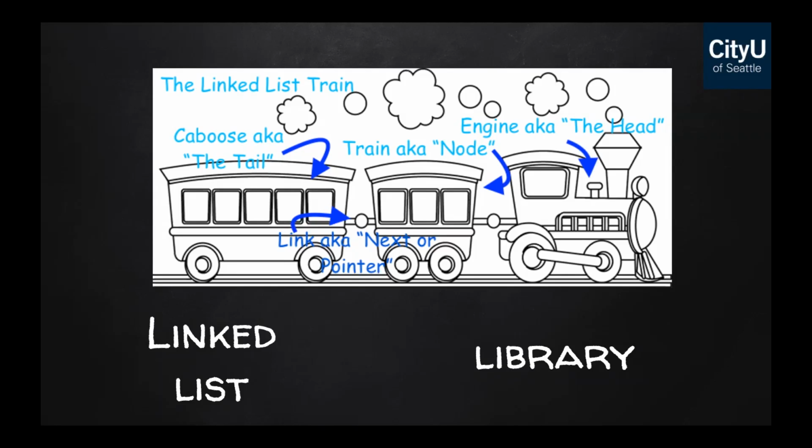Okay, so you have a head, you have nodes. Nodes are your cars, and the links are your pointer that points to the next car. So what I'm saying is, let's say this car at the end, it doesn't point to the head, it points to the next one. So it only knows the next one.